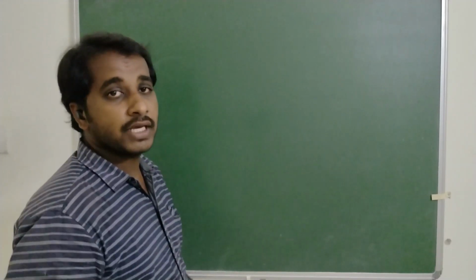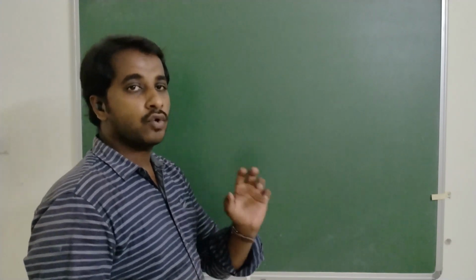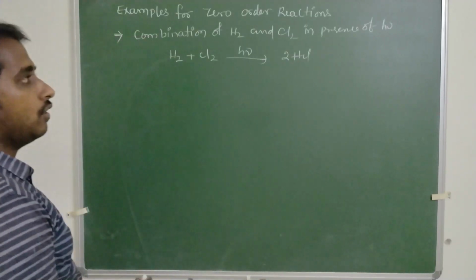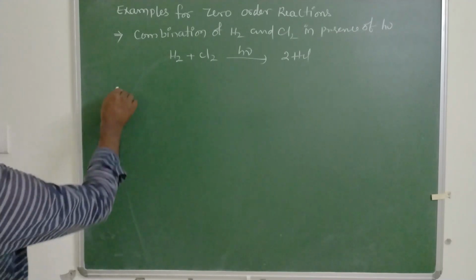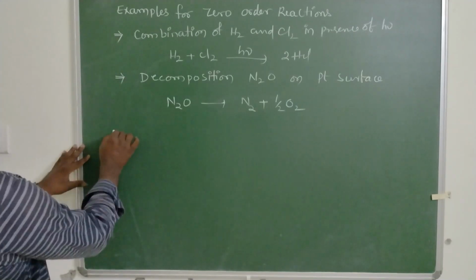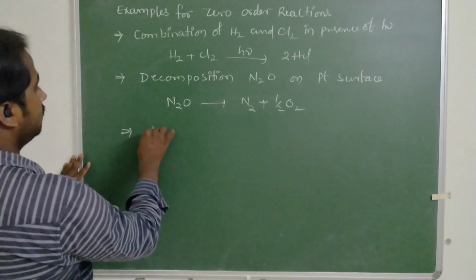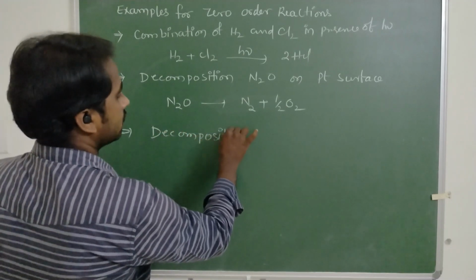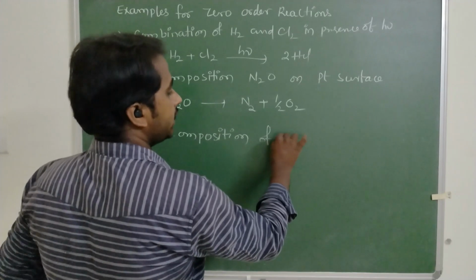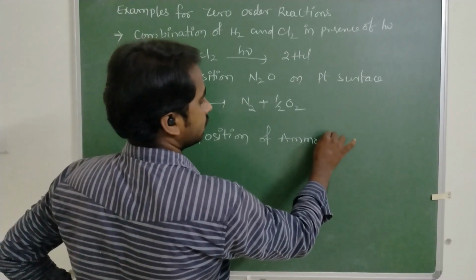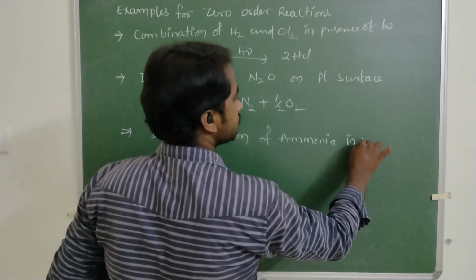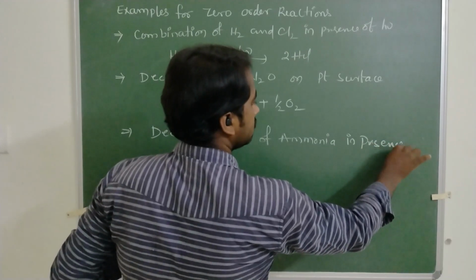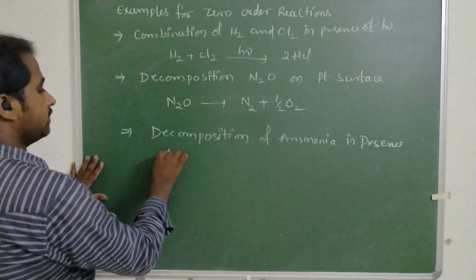Now we'll see some examples of zero order reactions. Third example is the decomposition of ammonia in the presence of a molybdenum surface.